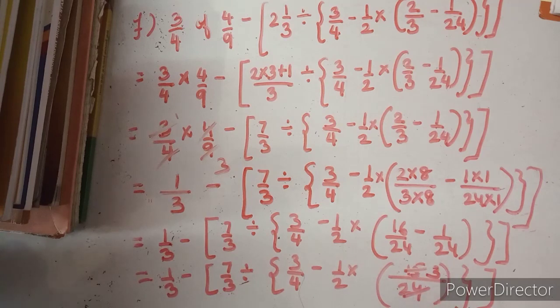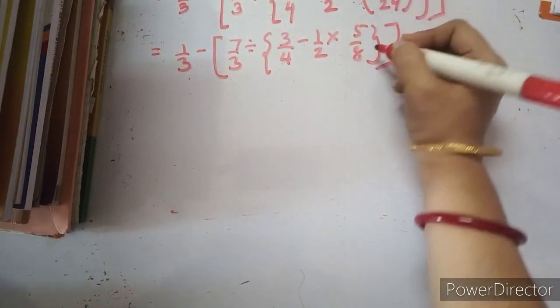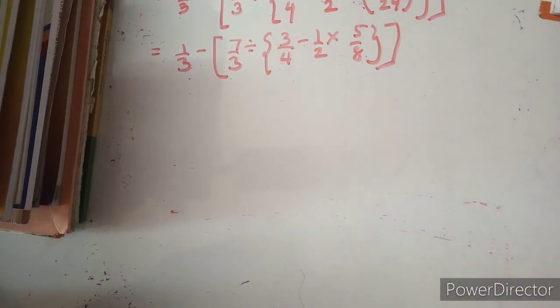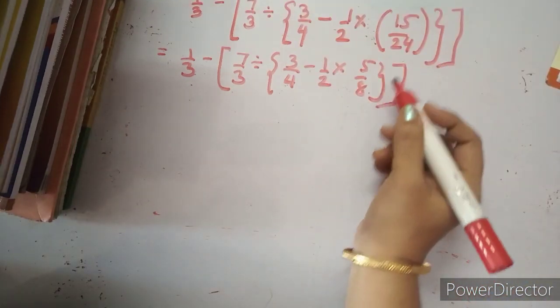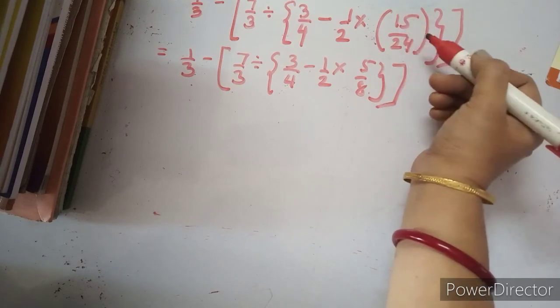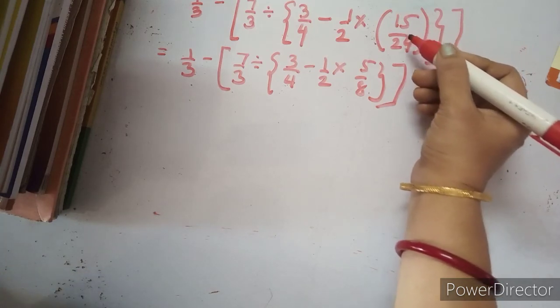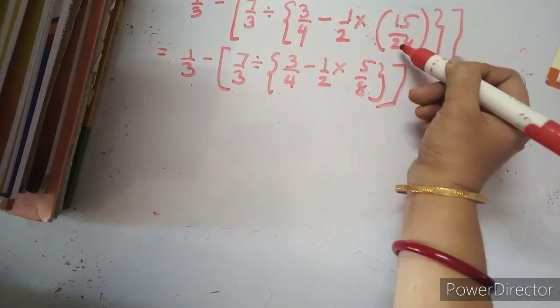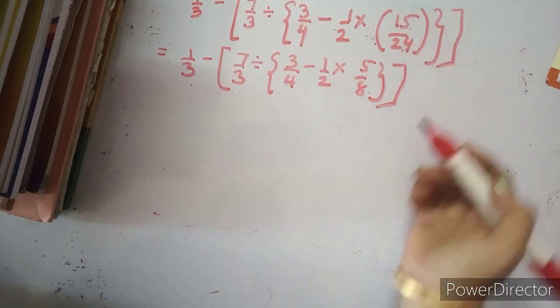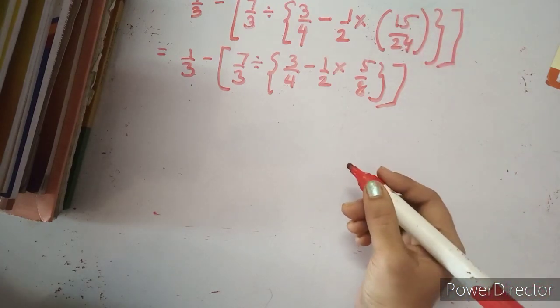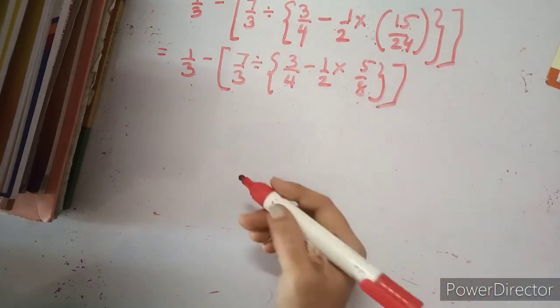3 5s are 15 and 3 8s are 24. Okay, now see 3 5s are 15 and 3 8s are 24. So you can reduce these two numbers into their lowest form by dividing with a common factor, that is 3. 3 से आप 3 के टेबल में जाओगे तो 3 5s are 15, 3 8s are 24. So you get 5/8 here.